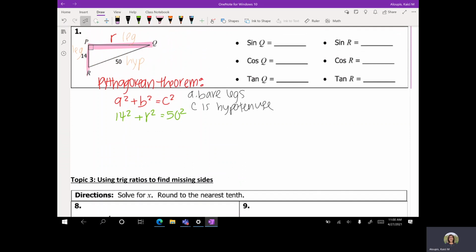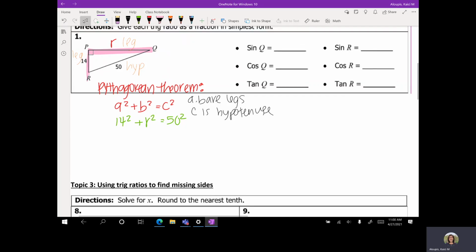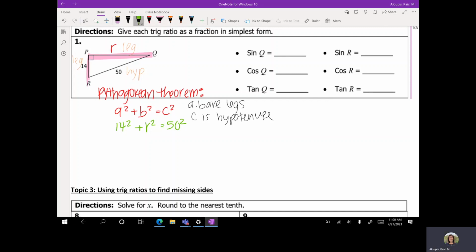There's a couple ways I could go about this, but I'm pulling out my calculator. I'm going to find out the value of 14 squared. 14 squared is 196. So that's the value of 14 squared plus r squared, we don't know what that is yet, is equal to, and 50 squared is 2,500.